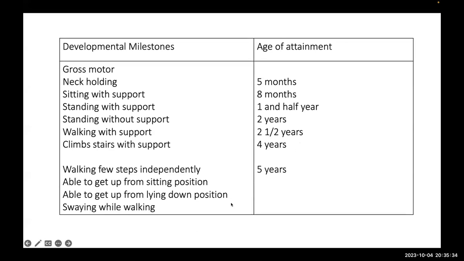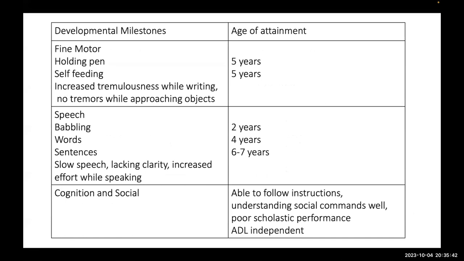She's able to get up from sitting position and from lying down position, and there is swing while walking but not while sitting. In fine motor, she could hold the pincer grasp, holding pen by 5 years, self-feeding by 5 years, increased tremulousness while writing currently, but no tremors while approaching objects. Speech: babbling by 2 years, few words by 4 years and sentences by 6 to 7 years of age. Currently, the speech is slow, lacks clarity, and there is increased effort while speaking. In the cognition and social domain, she's able to follow instructions, understands social commands well, poor scholastic performance, but ADL, the child is independent.